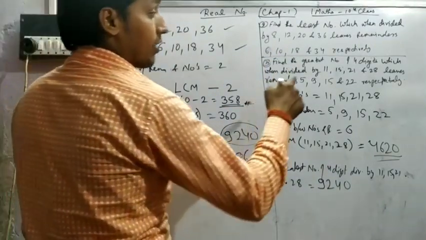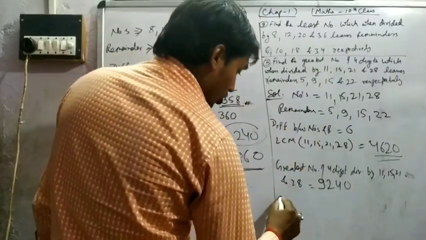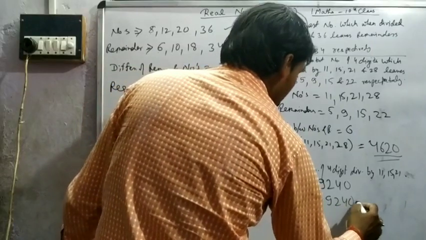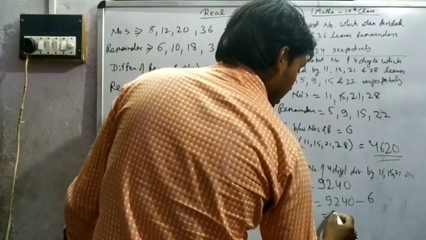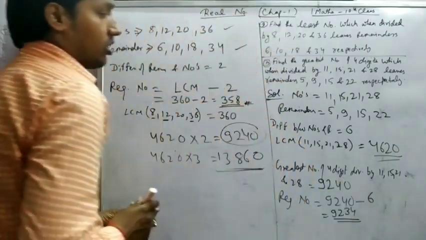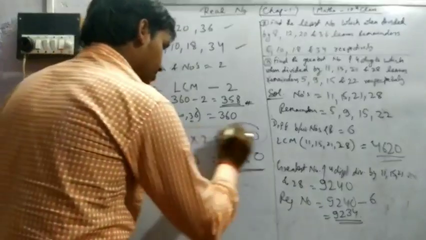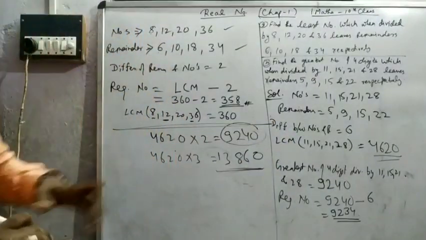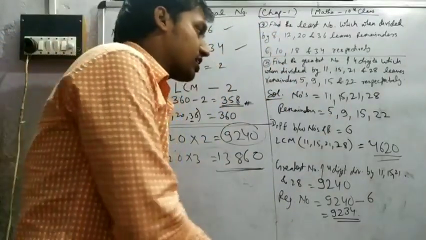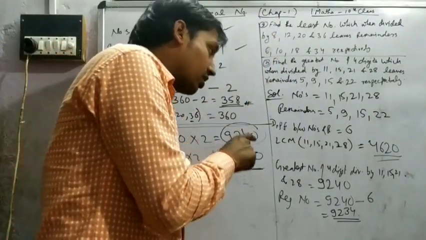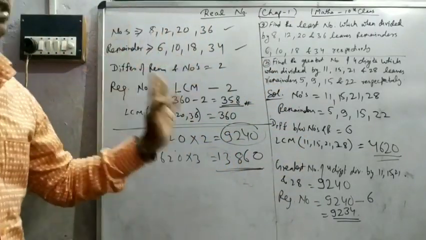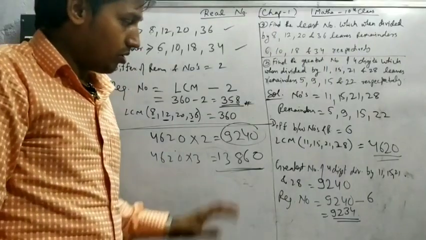So we want it to give the remainders also. So the required number is 9240 minus 6, that is 9234, your answer. Same process in both the cases. If the difference between the numbers and remainders is the same, first you find the LCM, then subtract the common difference from the LCM. Okay? Pause the video and note it down.